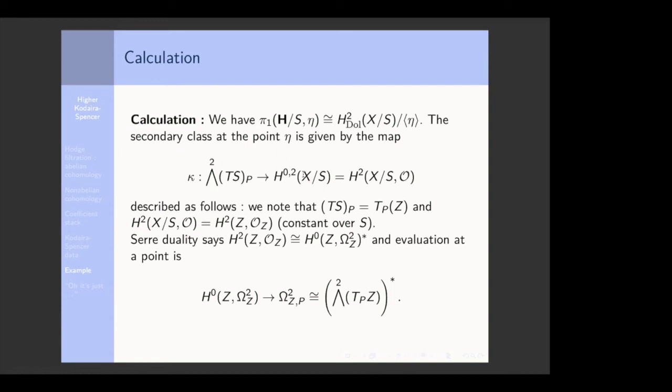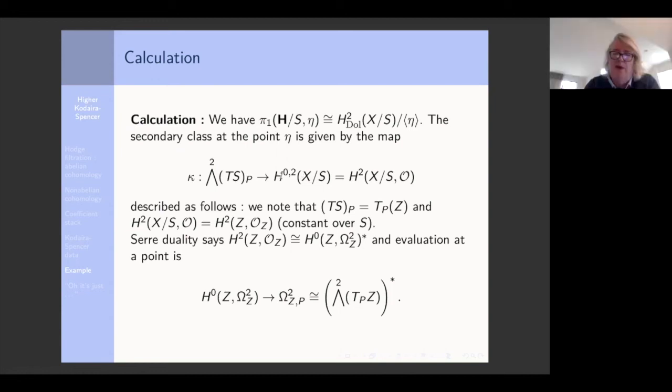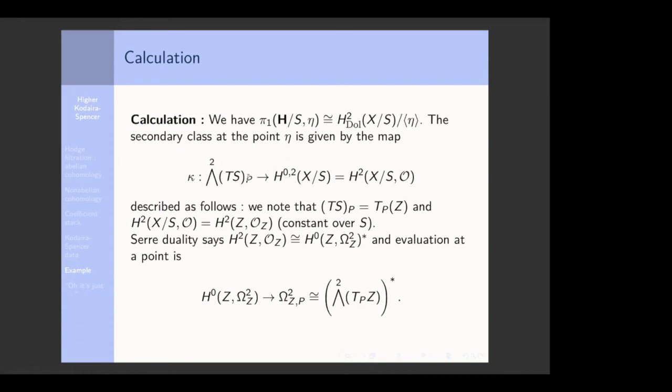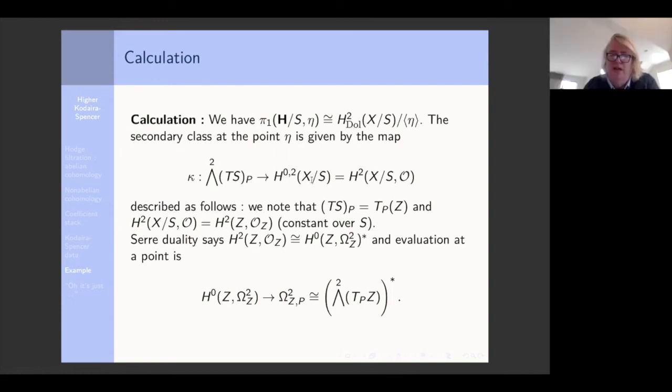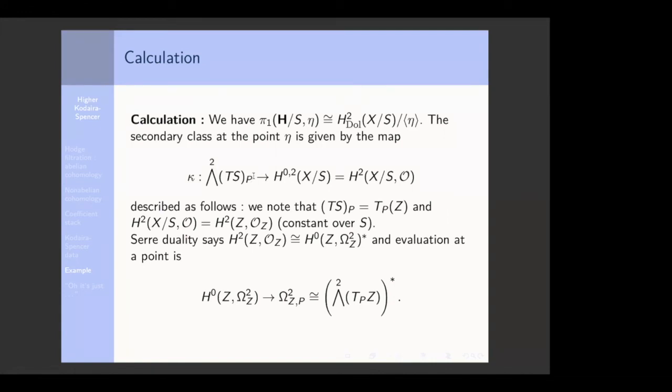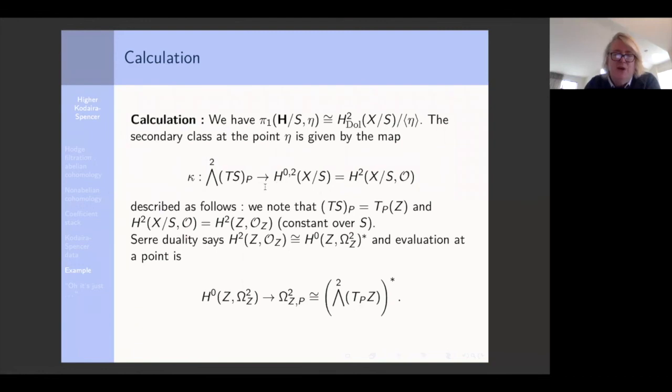Can you say again what P is here? Well, P is our point inside the base S. So there's something wrong, sorry. If you look at the fiber here, you should look at the fiber on the right-hand side. Yeah, we should put a fiber here. So we should either put P over here, or we should remove the P here. One of those two. Sorry about that.